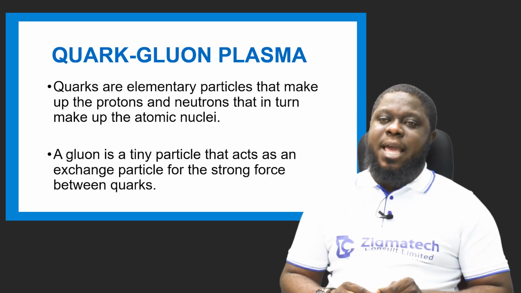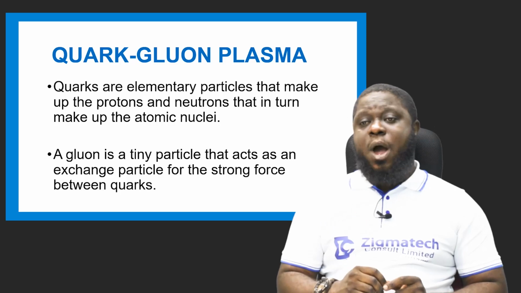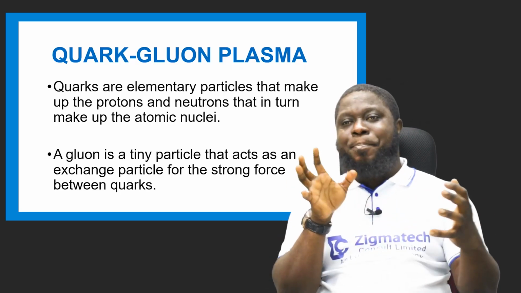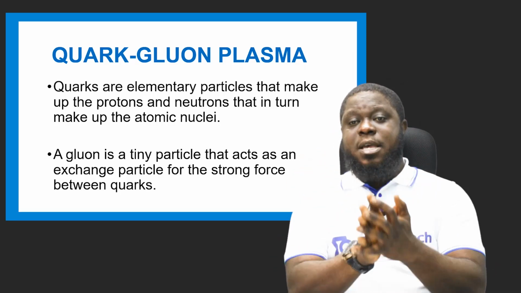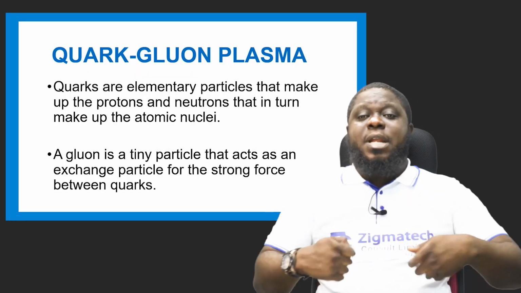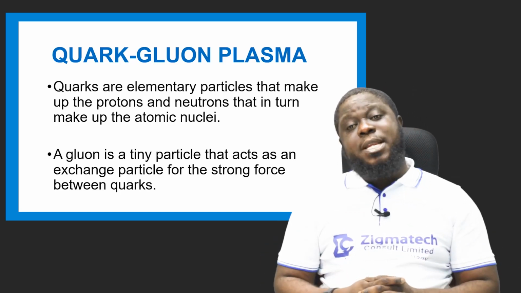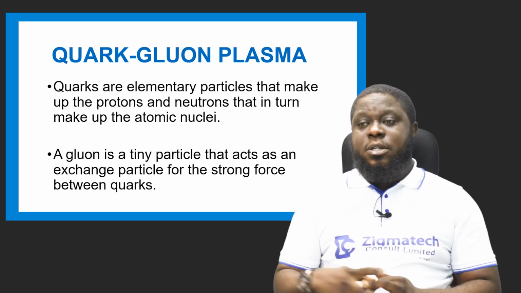Now, a gluon is a tiny particle that acts as an exchange particle for the strong force between quarks. That force that binds these particles together is carried by the gluon. That tiny particle exchanges itself so that there will be a force to bind the quarks together, and it is called a gluon.